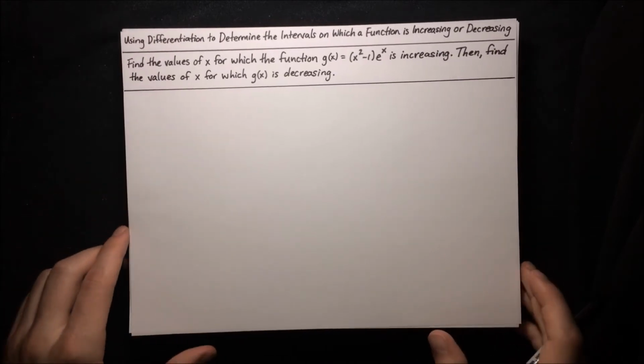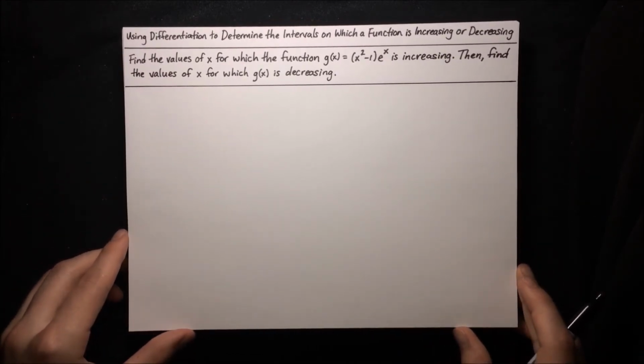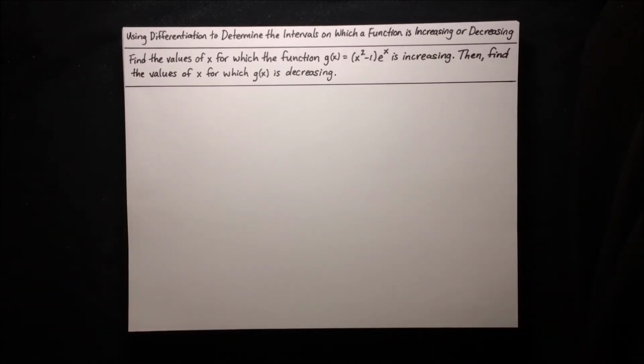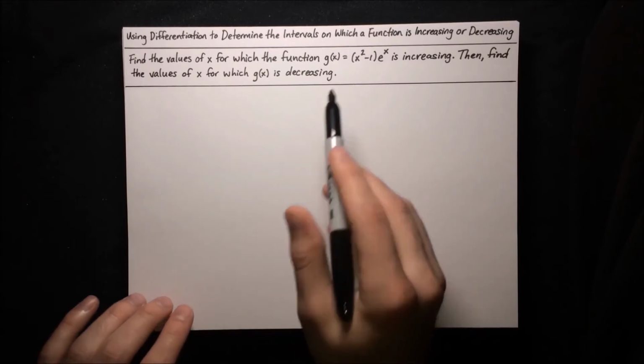Here's another problem. We want to find the values of x for which the function g of x equals x squared minus 1, the quantity, times e to the x, is increasing. And then we also want to find the values of x for which g of x is decreasing. And like before, we're going to use the derivative to figure this out. So first step is to differentiate this function.